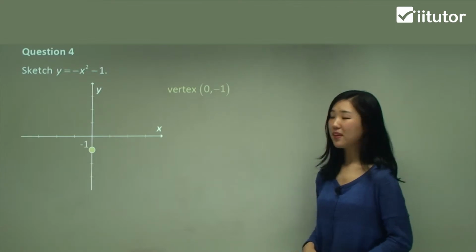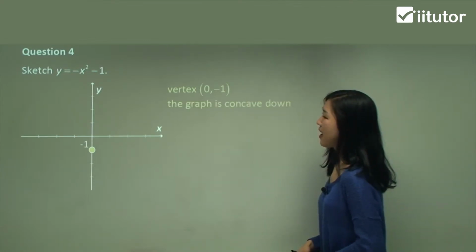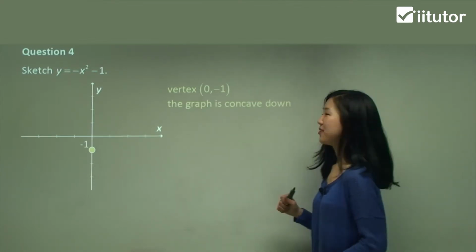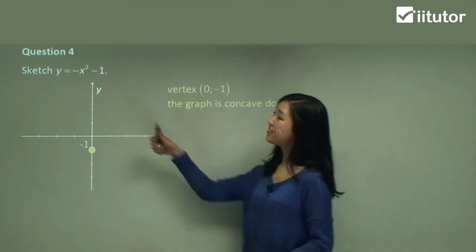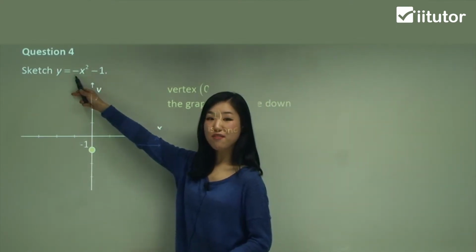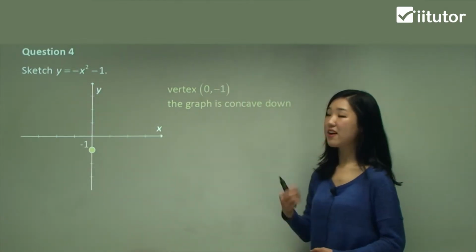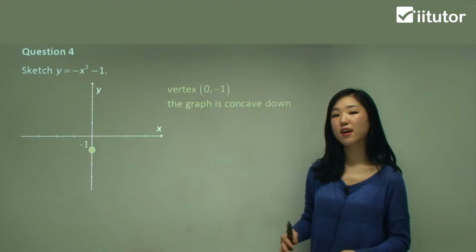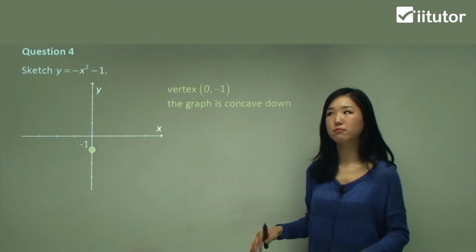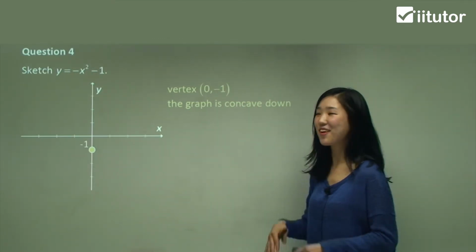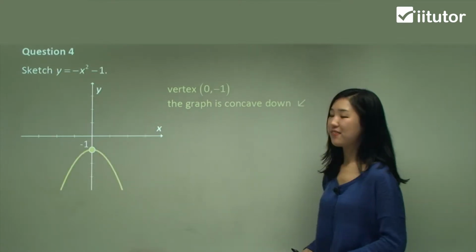Just plot it in. Now we're going to consider our concavity, which is going to be concave down because there's a negative in front of our x squared. Have a look. If there's a negative in front of our x squared, the coefficient is negative, so it's simply going to go down, a sad face. So concave down. That's what it's going to look like.